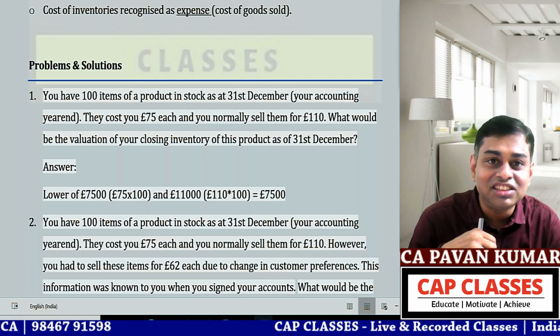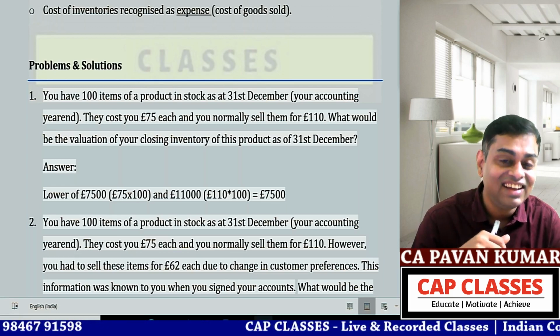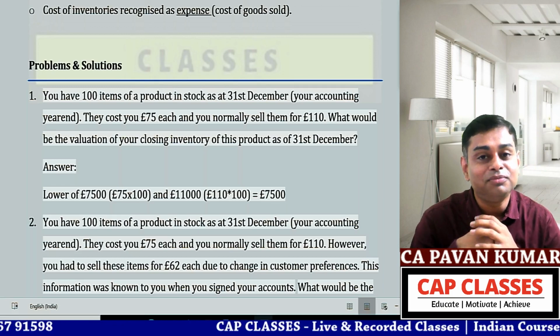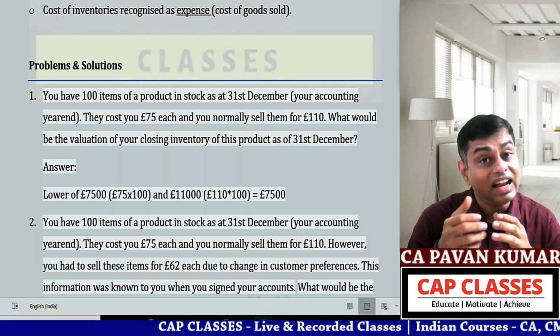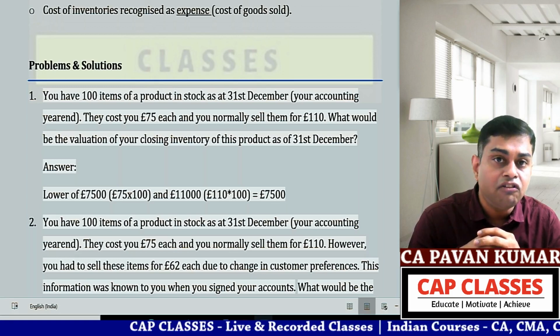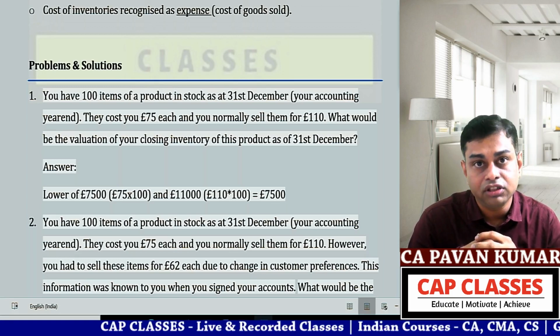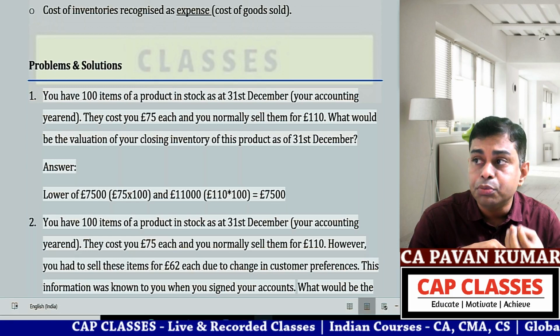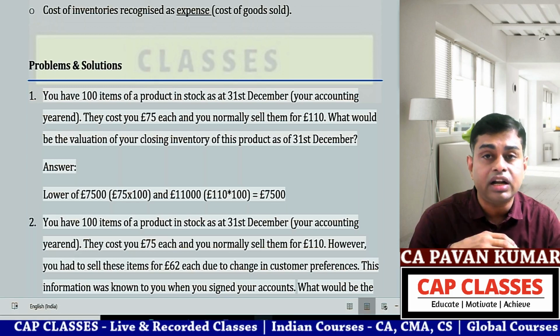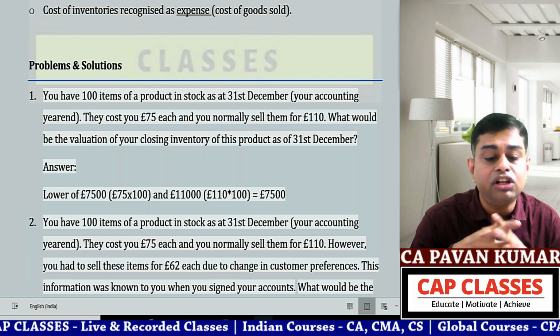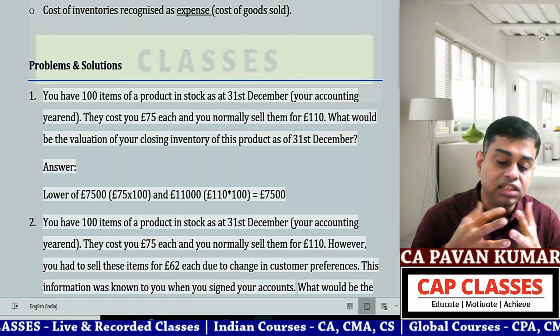Isn't it an LKG question? Okay, so what is cost? 75. What is net realizable value? From the data given, 110. Whichever is lower is 75. So each item of inventory is to be valued at 75, into how much quantity do I have? 100 quantity. So 100 into 75 is equal to 7,500 pounds. This is the answer. That's all.